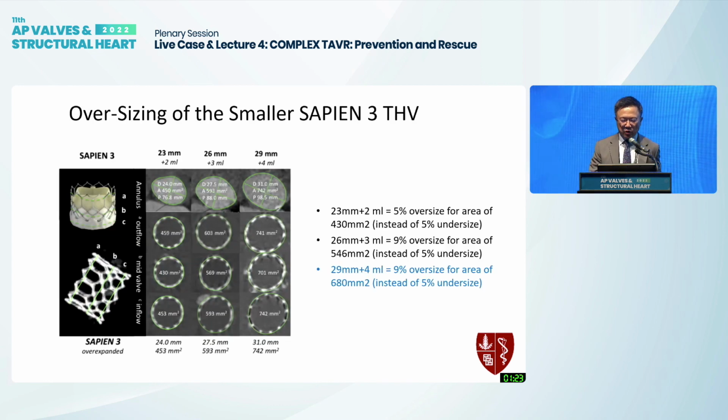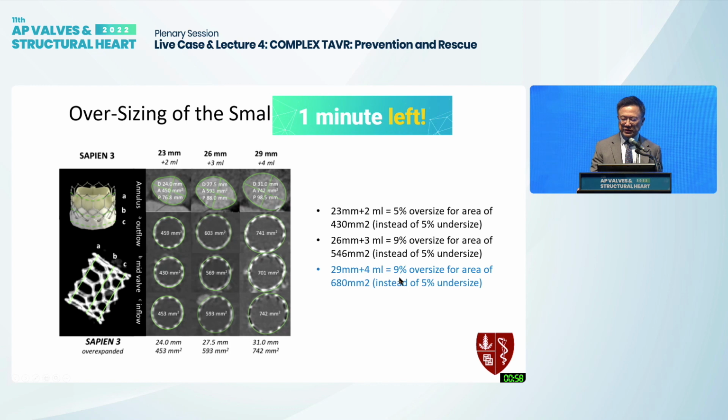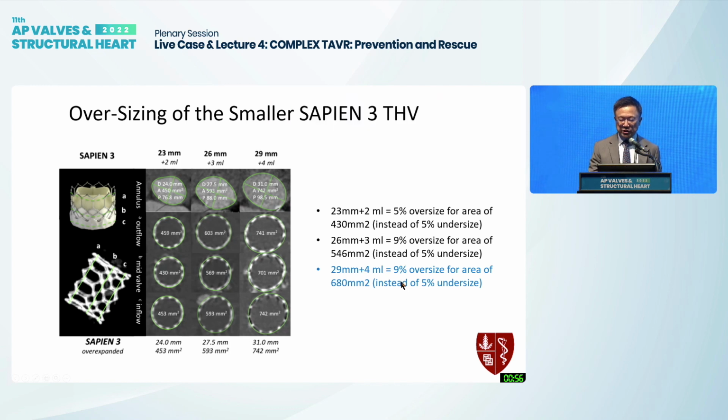So you obviously can oversize. For example, in a 23 valve, you add 2 cc, which essentially gives you 5% oversize for an area of 430. Now if you use a nominal fill volume, it's actually a 5% undersize, so you actually turn it around, a change of 10%. You can do that for the 26 as well. With the 29, adding 4 mL is not really to cover a percentage oversizing, but more to cover a large annulus.